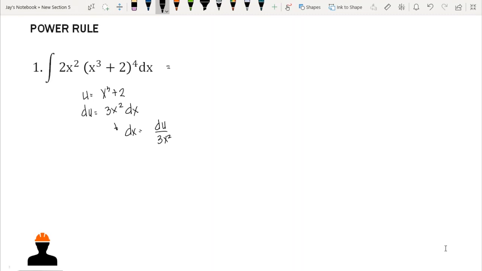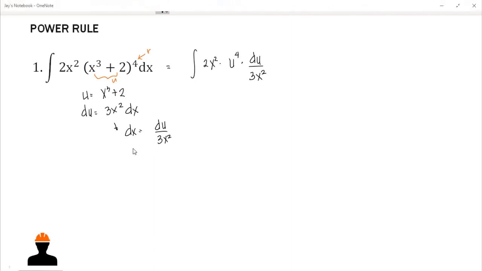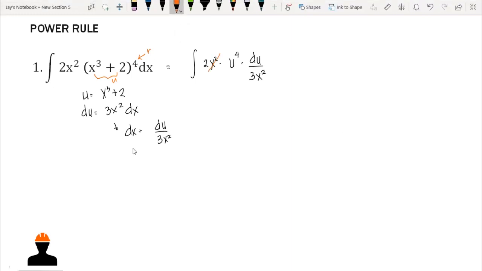Let's change everything in terms of u. So we have the integration of 2x squared, so let's copy 2x squared in that case. Then our x cubed plus 2, that is u, and since this one is u and this one is r, we have it raised to the fourth, correct? Now our dx from this form is du over 3x squared, correct? Now we can cancel out x squared here, and the remaining would be the integration of 2/3 u raised to the fourth du.